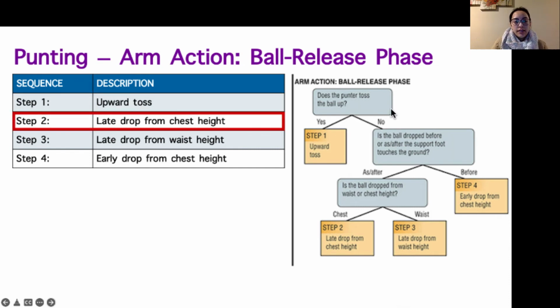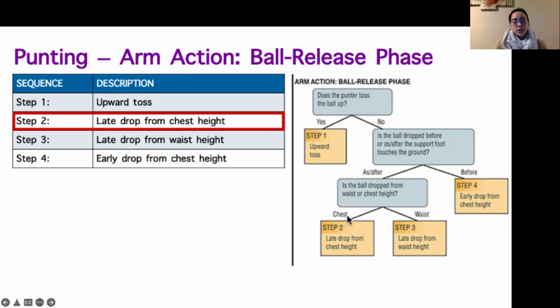If there is no toss-up of the ball, and it actually is dropped as it should be, then we have to ask if the ball is dropped before or after the final step onto the support leg. If it's as the person steps or after the person steps, we refer to that as step 2 and 3, which would be considered late drops.